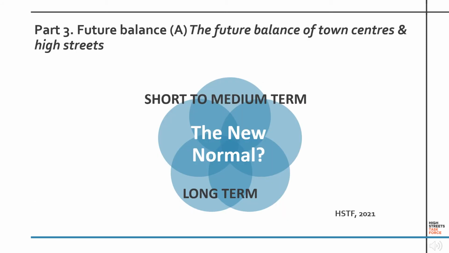In terms of the future balance of town centres and high streets, this can be considered in terms of short, medium and long-term impacts. There are short to medium-term impacts where we have real evidence, and long-term structural change affecting high streets and town centres. The pandemic may have slowed some, or in the case of online shopping, accelerated them, but lockdown and subsequent recovery may also be producing new conditions.